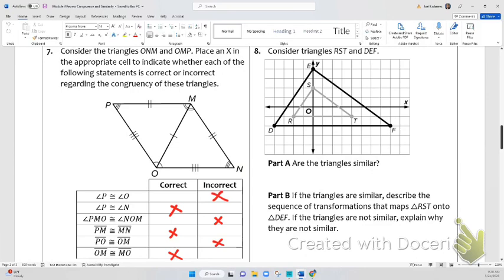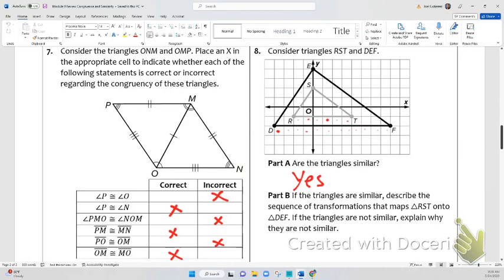For number 8, it says, consider both of these triangles RST and DEF. Are the triangles similar, right? So for RST, if I count the bottom 1, 2, 3, 4, 5, 6, and then I count for DF 1, 2, 3, 4, 5, 6, 7, 8, 9, 10, 11, 12, okay? Has the same shape, right? Not necessarily the same size, but this is going to be a yes. Are they similar? And then it says, if they are similar, then how can we map one onto the other?